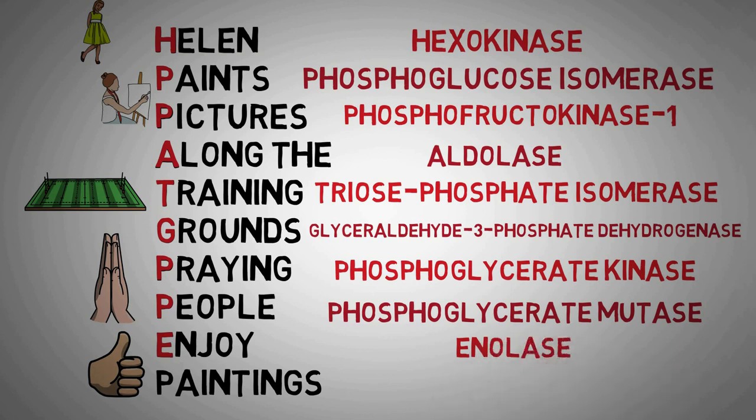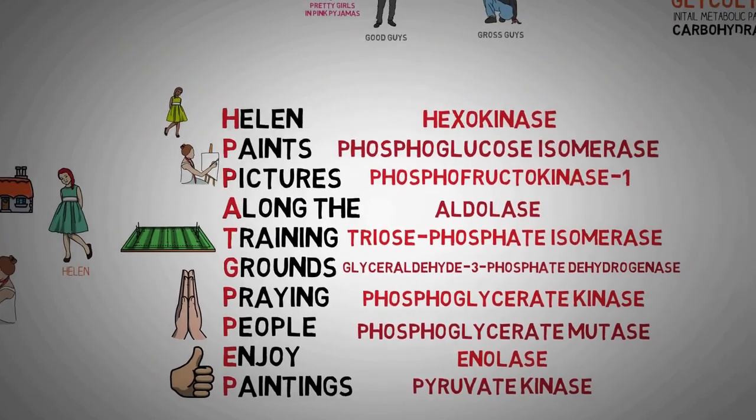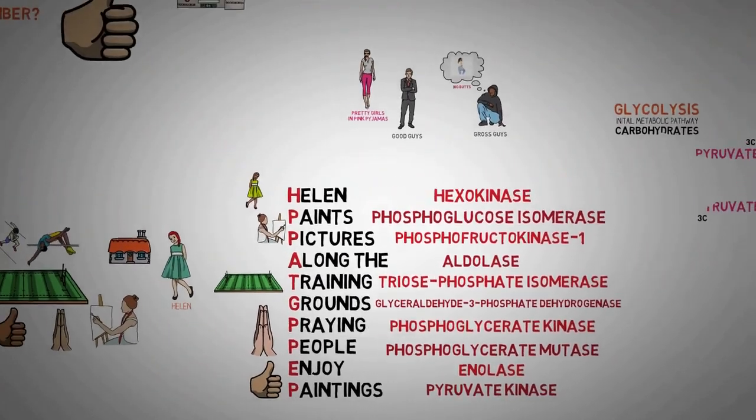The word enjoy in the mnemonic stands for our next enzyme, enolase. Enolase converts 2-phosphoglycerate to phosphoenol pyruvate. The last word in the mnemonic is again a P, which stands for pyruvate kinase. This is the enzyme used in the last step of glycolysis in the conversion of phosphoenol pyruvate to pyruvate.